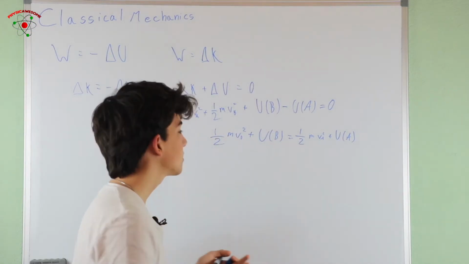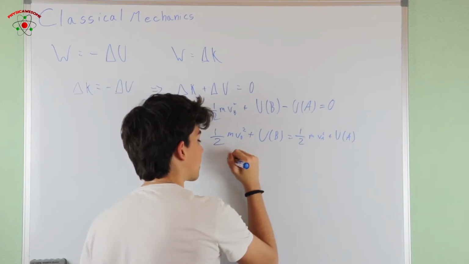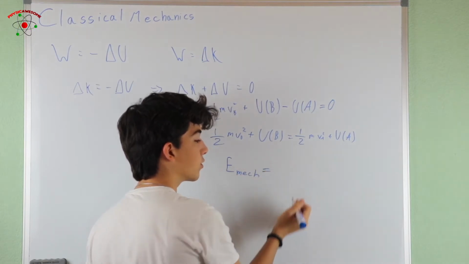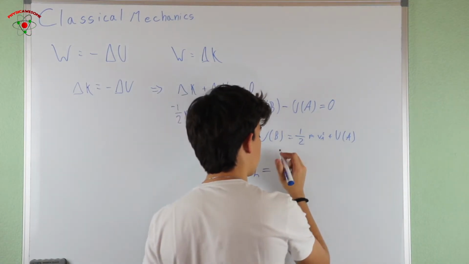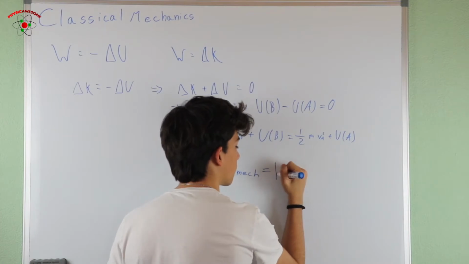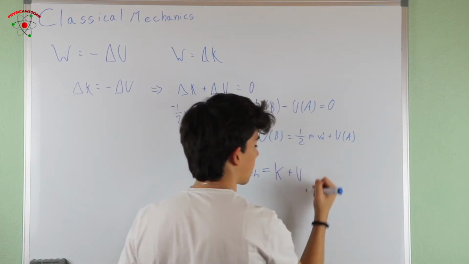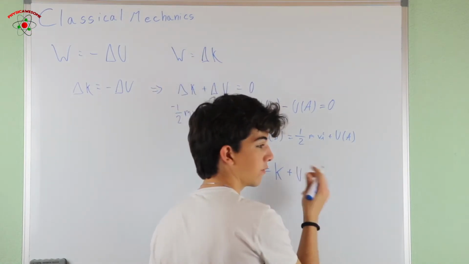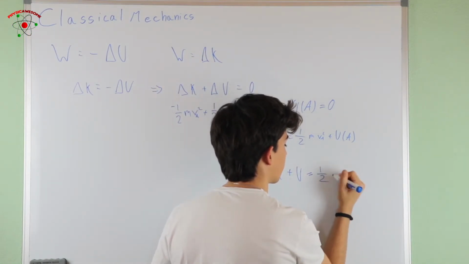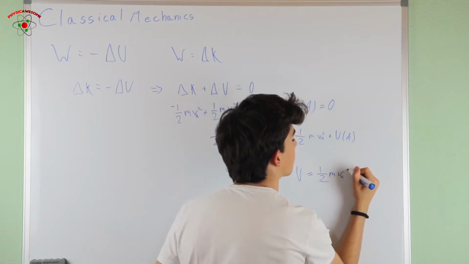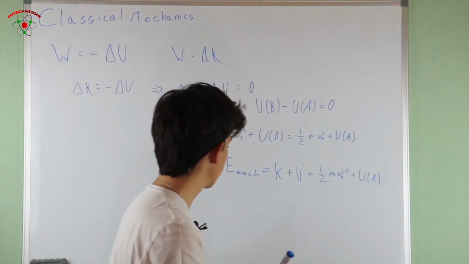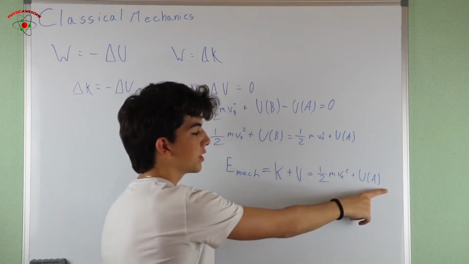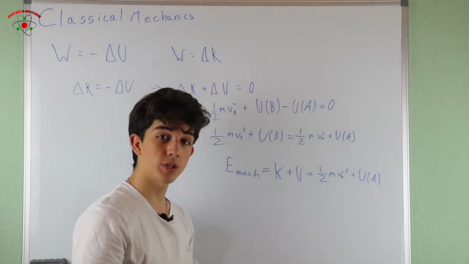So that leads us to define mechanical energy, E mechanical, which is going to be equal to the kinetic energy at some point plus the potential energy. Or if we express it in a more expanded way, this quantity, the mechanical energy at A, is going to be equal to this, and it will depend on the potential.